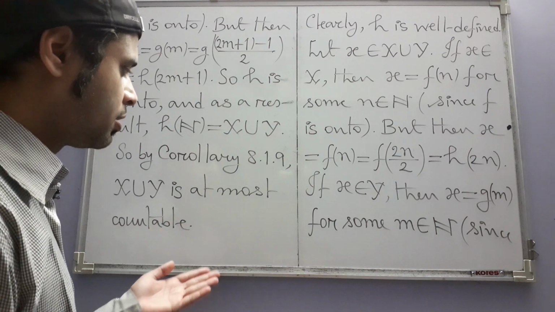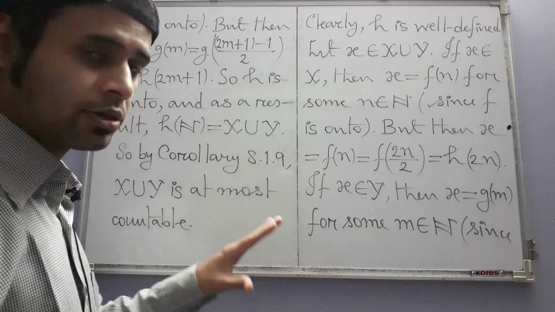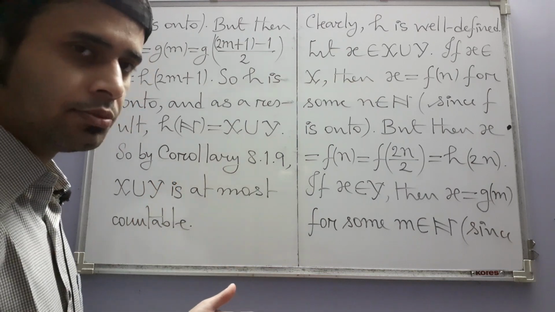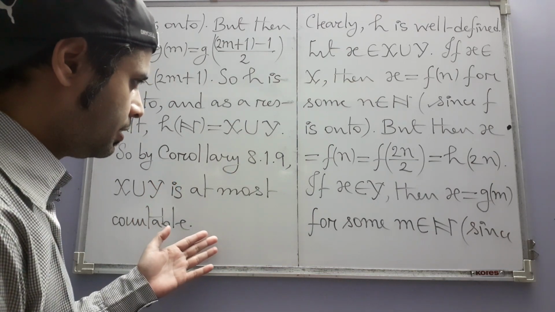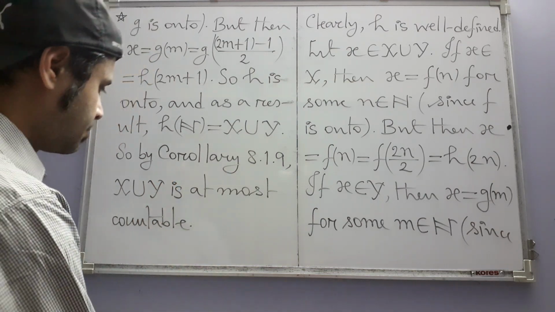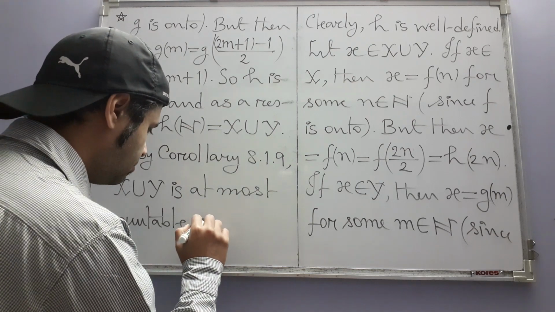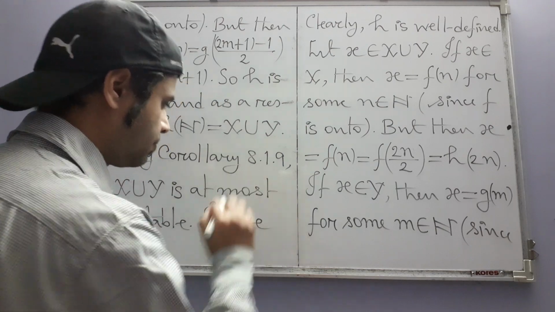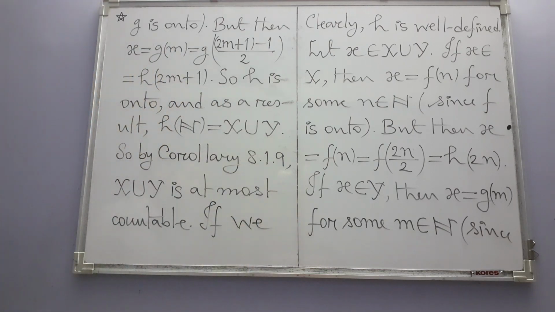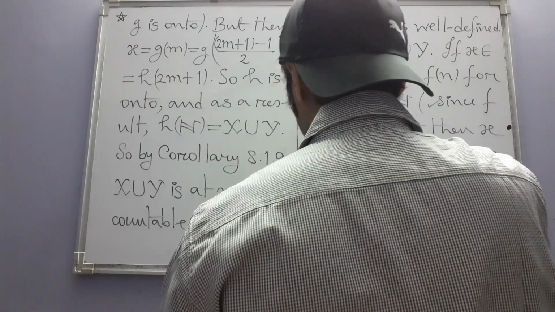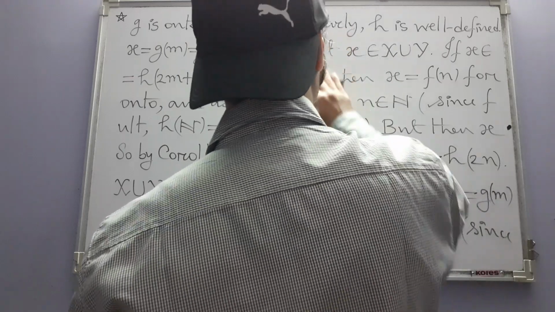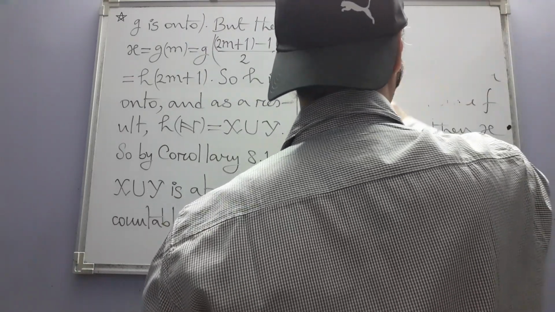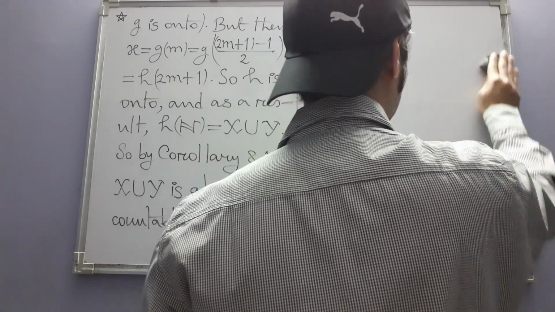Okay, now in order to conclude that X union Y is actually countable, we need to show that it is infinite. If we suppose that X union Y is finite, contrary to what we want to show, we suppose that it's finite.